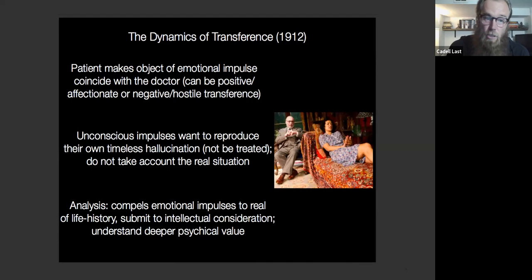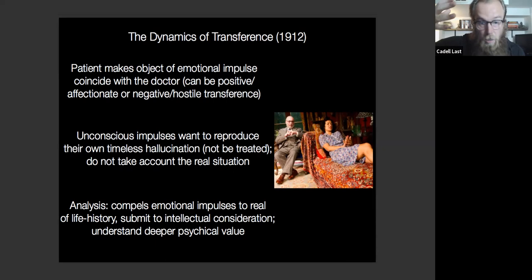So the patient, and here's the transference, will make the object of emotional impulse coincide with the doctor. That's why the analyst has to go through their own process of analysis before they can become an analyst, because otherwise they're not going to be able to navigate these processes of transference, which can be both positive and affectionate. So you could in some sense manipulate or take advantage of that. The person is being extremely affectionate toward you, or the person is being extremely negative, extremely hostile with you. That's where the violence and the pain can emerge. And these impulses, and I think this is such an important point, want to be reproduced in a timeless hallucination. So like an eternal hallucination.